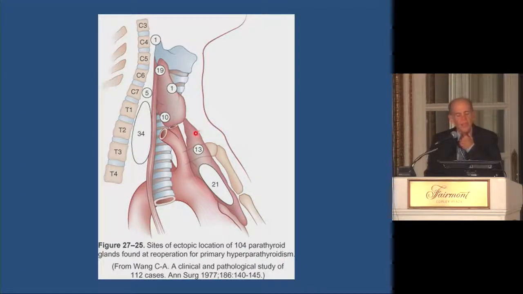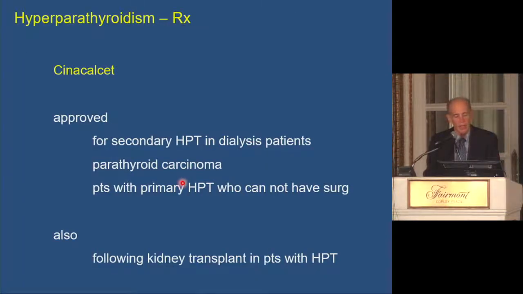If you can't find the gland in the first surgery, you have to start looking in other places. Remember I said it's critical to get the chest? Well, because this is where a fair number of those glands that can't be found with initial surgery are lying.